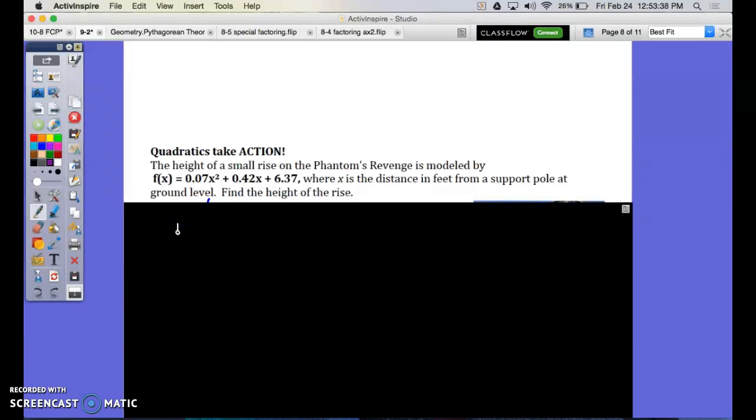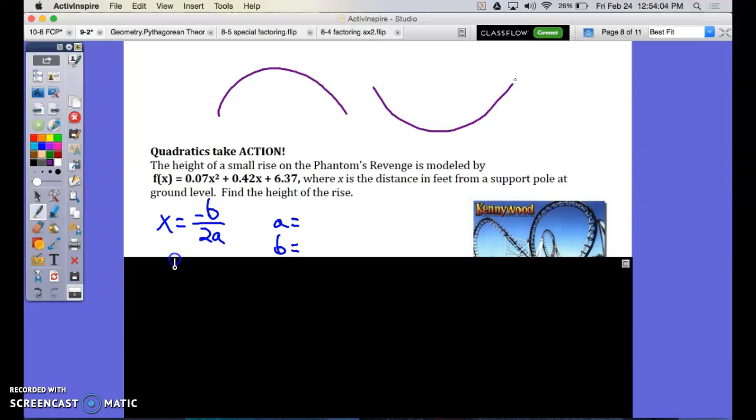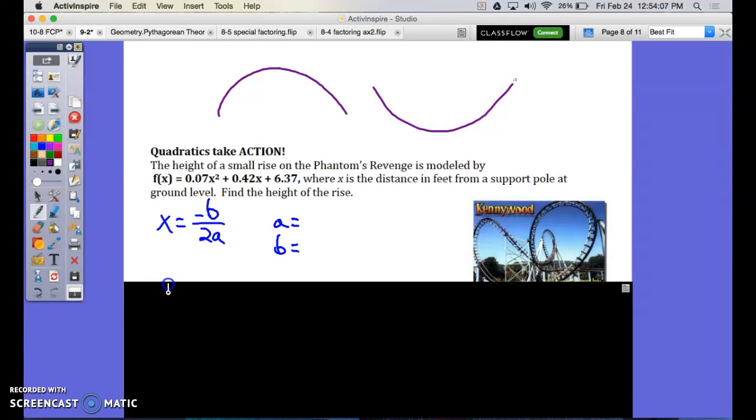All right, let's take a look at where you see some parabolas in action here. In this case, we have the height of a small rise, and the Phantom's Revenge is modeled by this equation. So in physics, you can set up equations of parabolas like this, and you can chart their progress along the line. X represents the distance in feet from a support pole at ground level. Find the height of the rise. So essentially, if they say find the height of the rise, we want to find your vertex. A equals 0.07, B equals 0.42, and then I can go ahead and use my vertex formula.